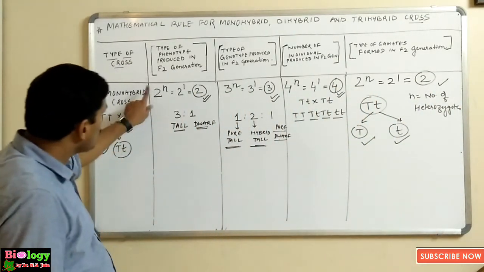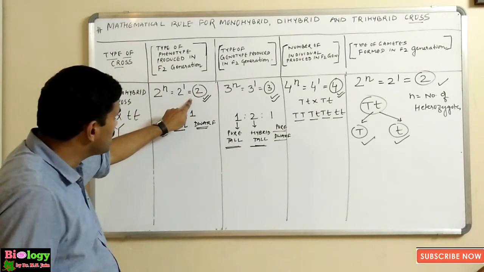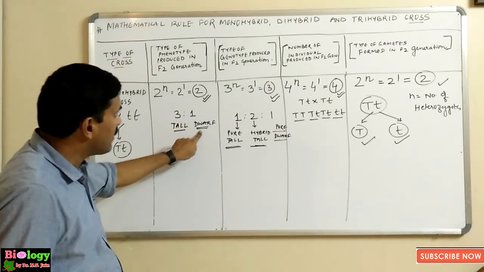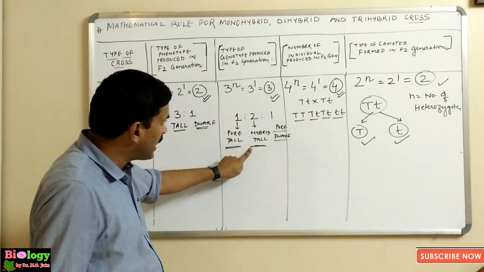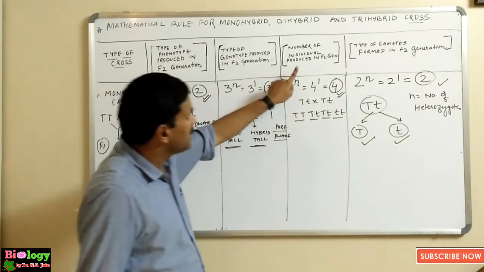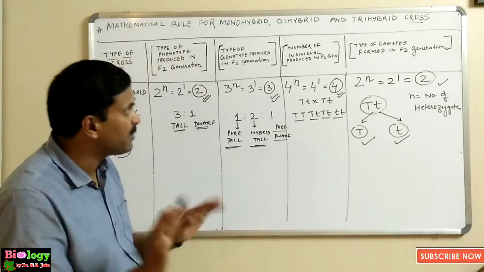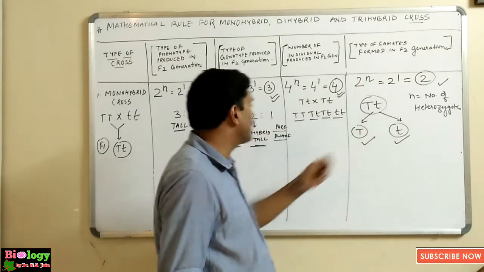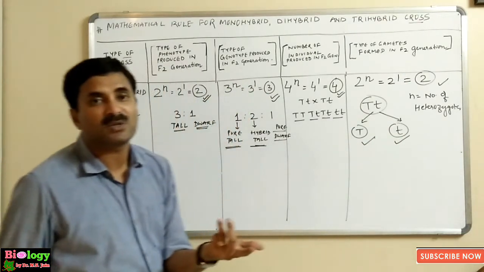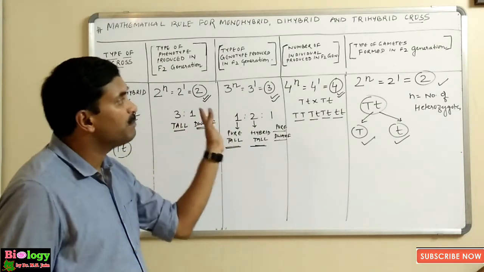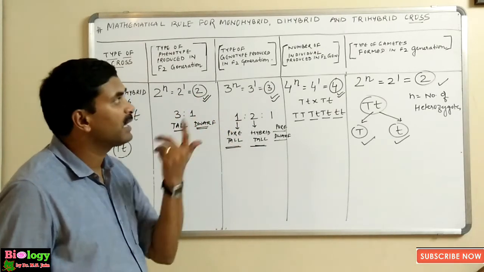So by using the mathematical rules, we have seen that in a monohybrid cross, 2 phenotypes are produced in the F2 generation. One is tall, another is dwarf. In the F2 generation, 3 types of genotypes are produced: pure tall, hybrid tall, and pure dwarf. The number of individuals produced in the F2 generation in a monohybrid cross is 4, because the checkerboard is made up of 4. It's a simple process. And only 2 types of gametes are produced, one known as capital T, another known as small t. So this was the mathematical expression for calculating the different types of phenotype, genotype, individuals and types of gametes.